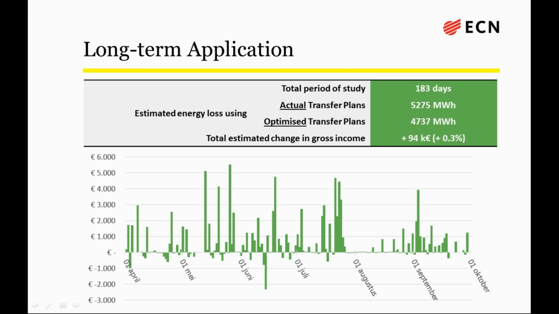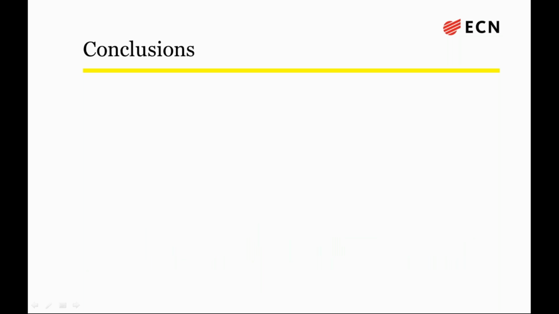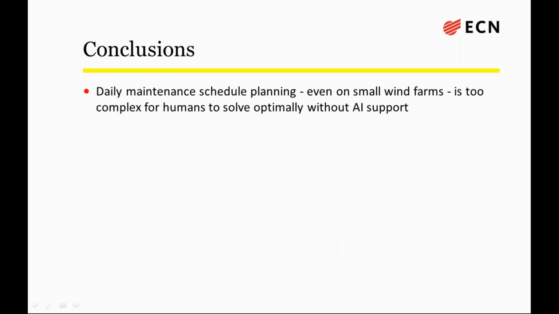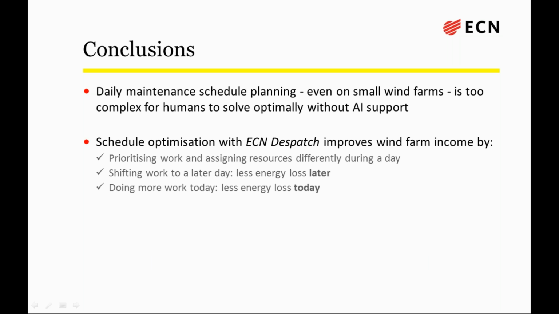So that's the end of the case study. So I just want to conclude the results from that. When you are trying to find the correct choice and ordering of service orders, combined with the vessels, the number of technicians, considering the uncertain weather forecasts, there are simply too many possibilities for a human to be able to reliably identify the best choice every day. And we want to help with this by using ECN Despatch. We can increase either gross or net income through resource allocation and service order prioritization. Perhaps more importantly, by either performing more tasks today or more tasks in the future.